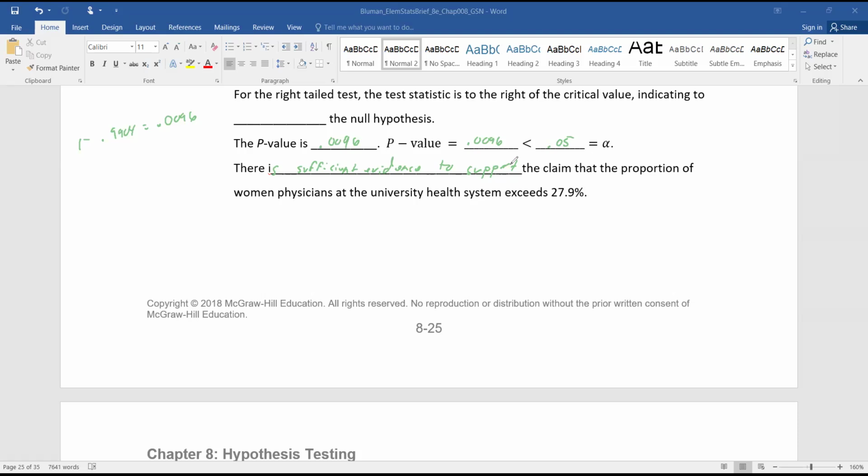All right, let's do one more example to make sure you have plenty of examples to look at before you work on your homework. And then that will pretty much conclude chapter 8.